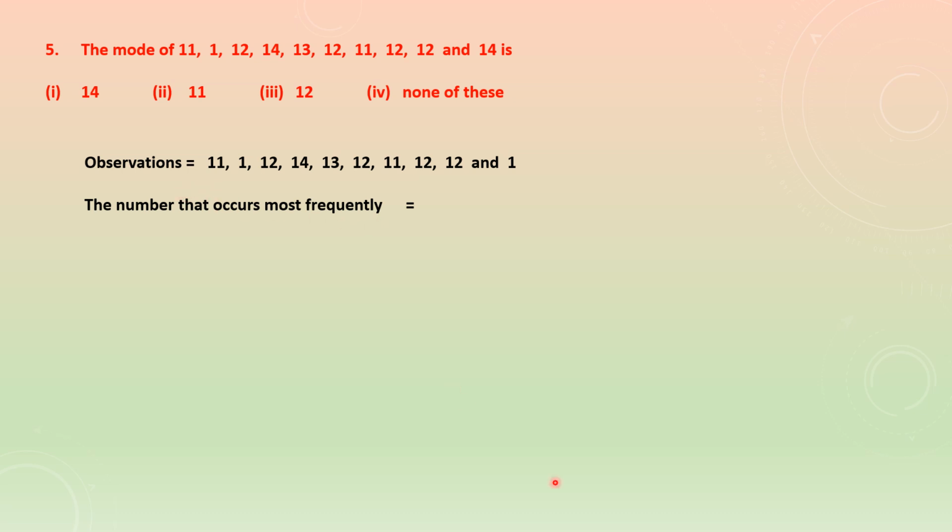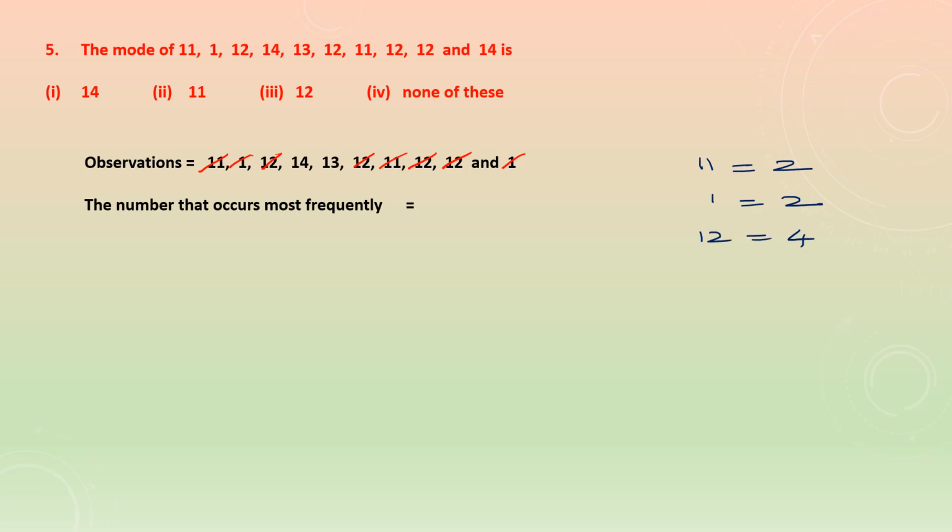So let's take the first number 11. Here we have 11 once and we have 11 twice. So let's write that down. So 11 occurs two times. Then let's take the next number, that is 1. So 1 we have it once and then we have it once more. That means 1 occurs two times. Then let's go to 12. So 1, then we have 2, 3 and 4. So 12 occurs 4 times. So let's write that 12 occurs 4 times.